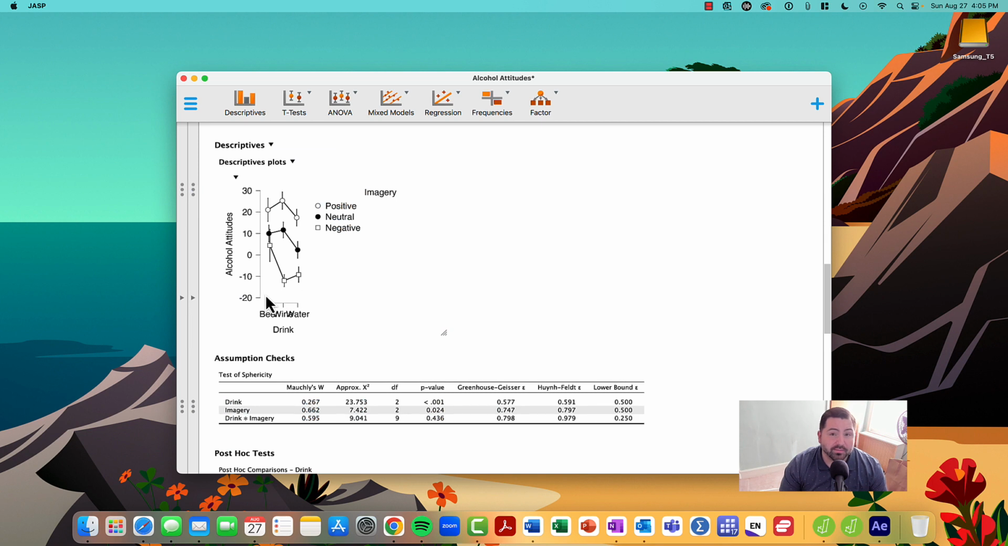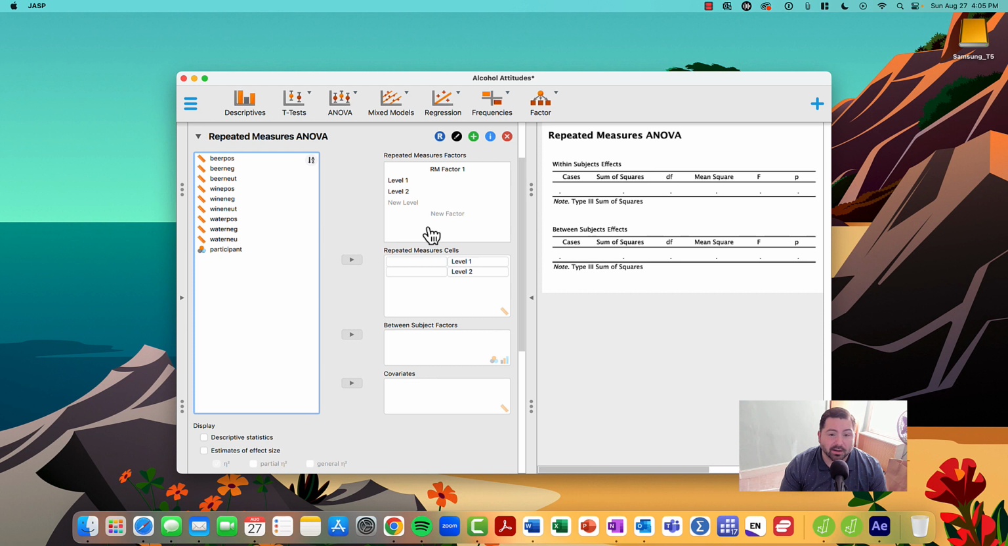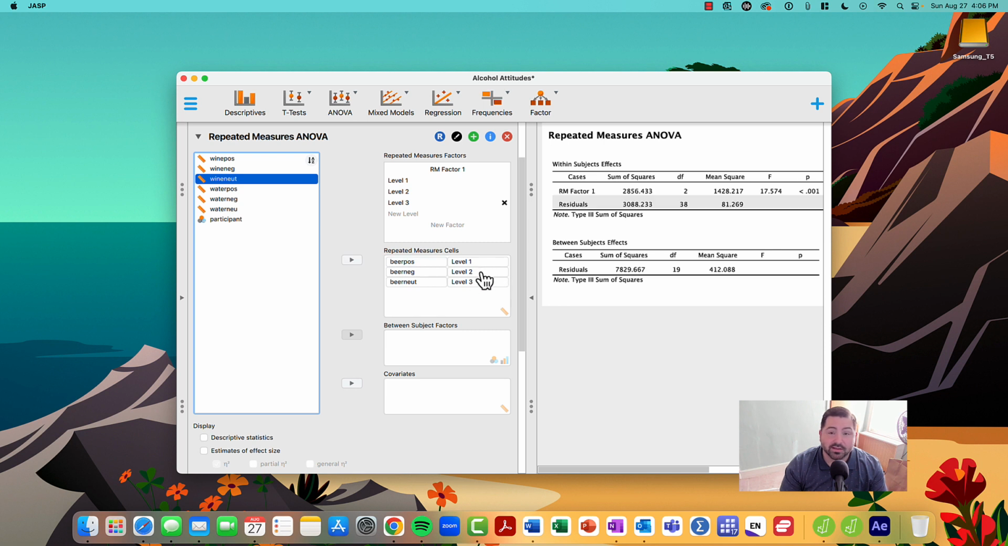So to perform the repeated measures ANOVA, we're going to go to ANOVA and repeated measures ANOVA. This box is going to come up and you can see that there are different repeated measures factors. And so remember, when we use ANOVA, we have to have at least 3 sample means or more. So what we're going to do in this case is take the values for beer positive, beer negative, and beer neutral. This is 2 levels though, so we have to add in a 3rd level and type in level 3. Once we have 3 levels, we can then take beer positive, beer negative, and beer neutral, and move them over to the repeated measures cells here, which represent level 1, level 2, and level 3.